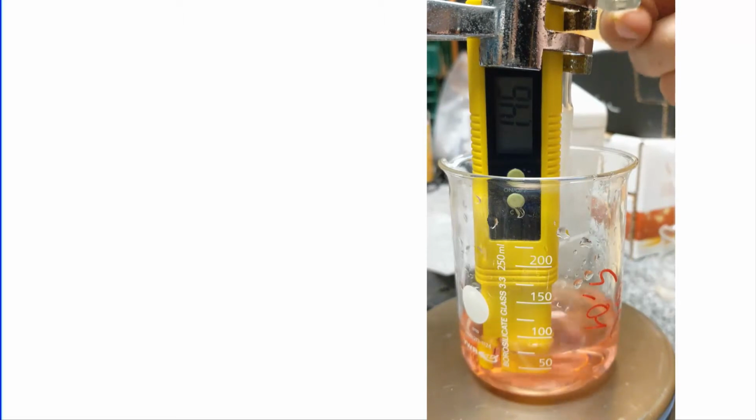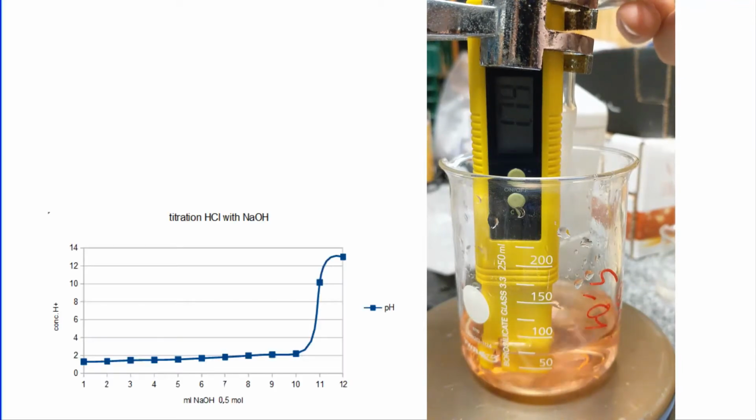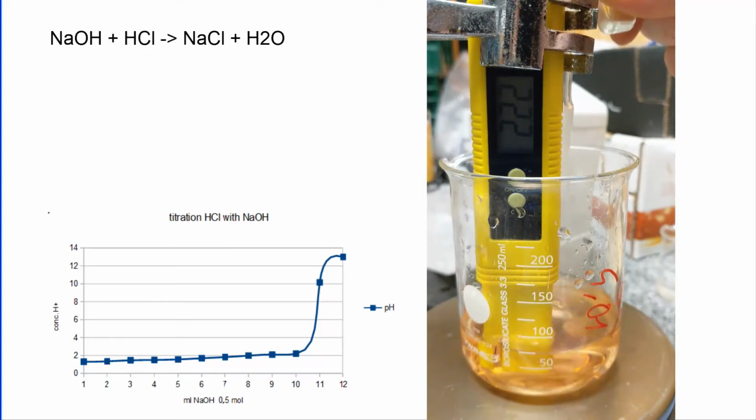Add the solution dropwise until our indicator, in my case universal indicator, turns to the color indicating the equivalent point. It would be better to use something like phenolphthalein, but I used universal indicator for the video. I collected the pH values as well as the used volume and created this chart. As you can see, the pH rises quite slowly until it suddenly shoots up. This is expected for a strong acid-base reaction.